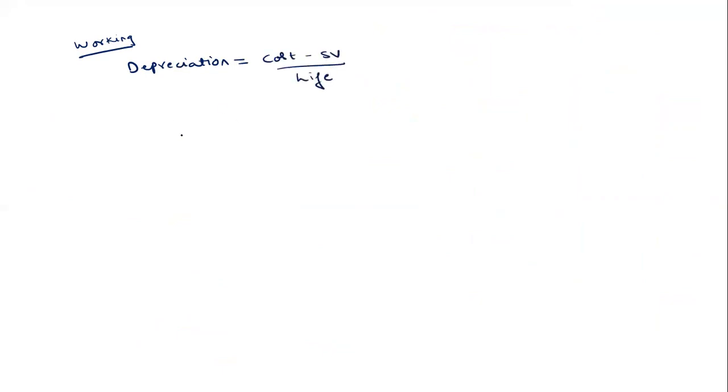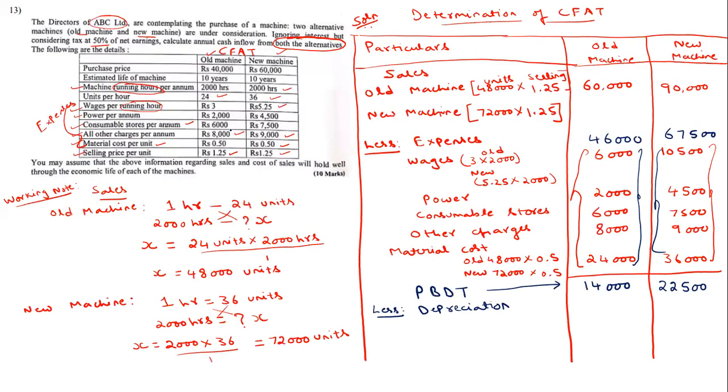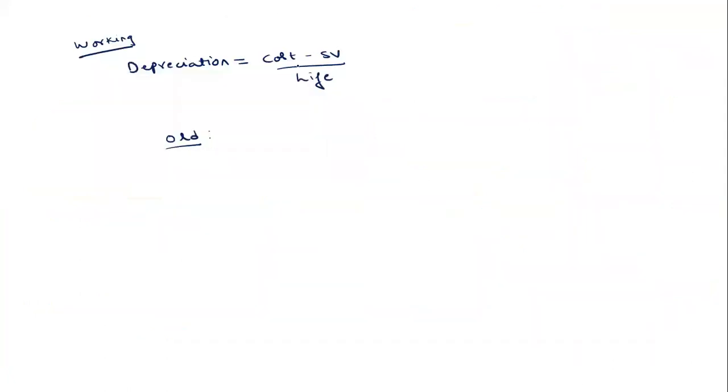Depreciation is equal to, we know that, cost of the asset minus scrap value divided by life of the asset. Therefore, now if I want to calculate the old machine depreciation from the question, I will have to check what is the cost for this particular machine. For the old machine it is 40,000, for the new machine it is 60,000. And in the question, they say ignoring interest, considering tax at 50% net earnings. There is no information related to the salvage value or scrap value here. So let us not worry about it, but we will consider 40,000 and 60,000 as the cost for the old as well as the new machine.